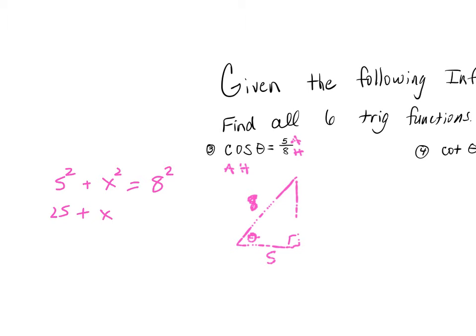Subtract 25 on both sides. So x squared is equal to what? 39. And then take the square root. So x is equal to square root of 39. Can we simplify the square root of 39? No. So just the square root of 39.